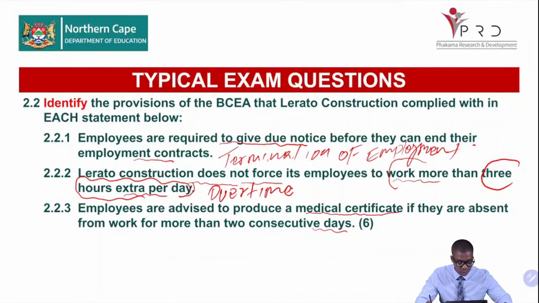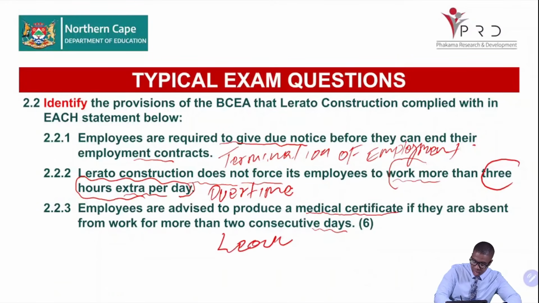Then, employees are advised to produce a medical certificate if they are absent from work for more than 2 consecutive days. So it means the employee here was sick. Therefore, because they were sick, they had to stay away from work. But what is the answer? Because the question is looking for provisions. It is not looking for a certain type of leave. So therefore, the answer is leave as your answer.